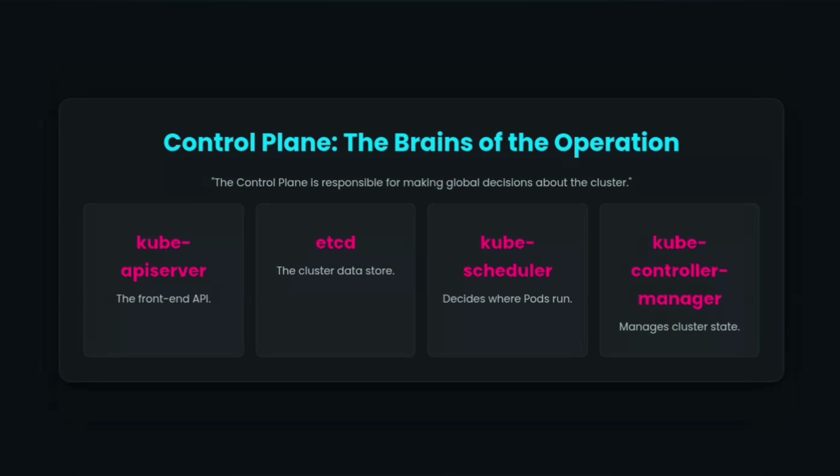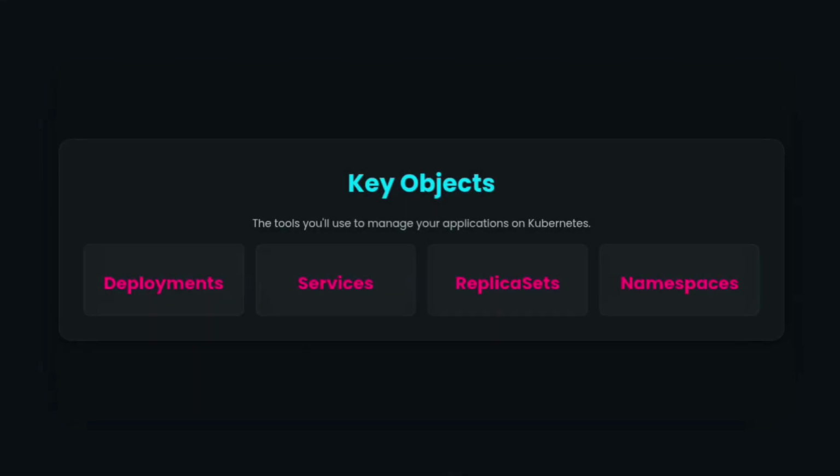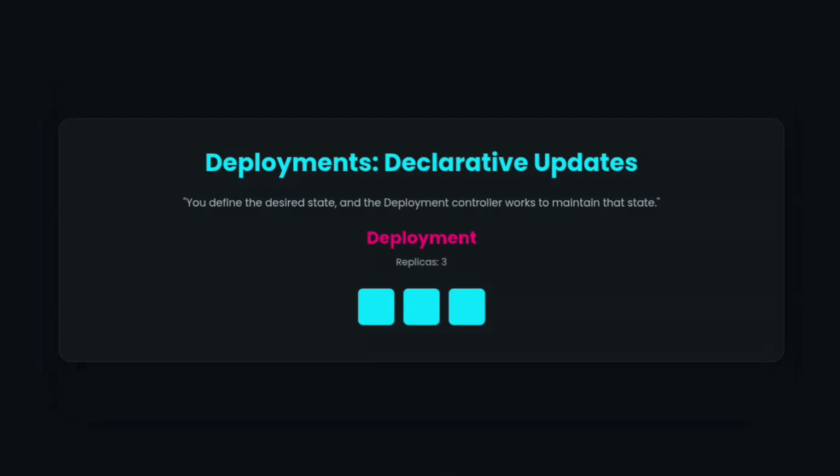Now that we understand the basic structure, let's look at some key Kubernetes objects that you'll interact with to manage your applications. First up, deployments. These provide a declarative way to manage applications. You define the desired state, like how many replicas of your application should be running, and the deployment controller works to maintain that state. This makes updates and rollbacks incredibly easy and safe.